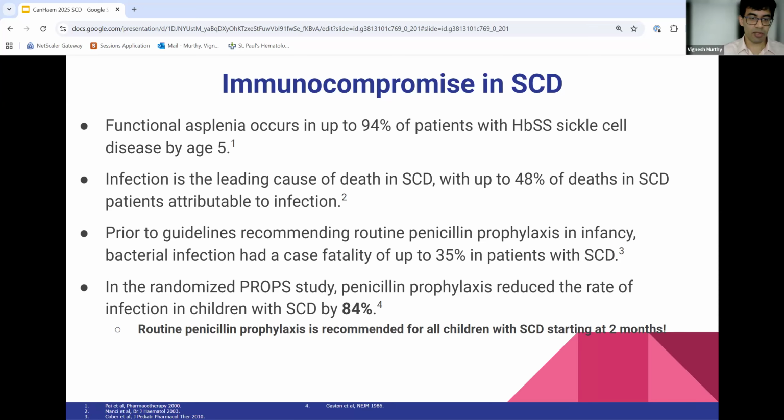The numbers are higher if you travel to Africa, actually. Prior to guidelines recommending routine penicillin prophylaxis in infancy, bacterial infection had a case fatality of 35% in patients with sickle cell disease. However, in the randomized PROPS study, penicillin prophylaxis started in infancy reduced the rate of infection in children with sickle cell disease by 84%. So routine penicillin prophylaxis is actually recommended for all children living with sickle cell disease starting as early as 2 months of age.